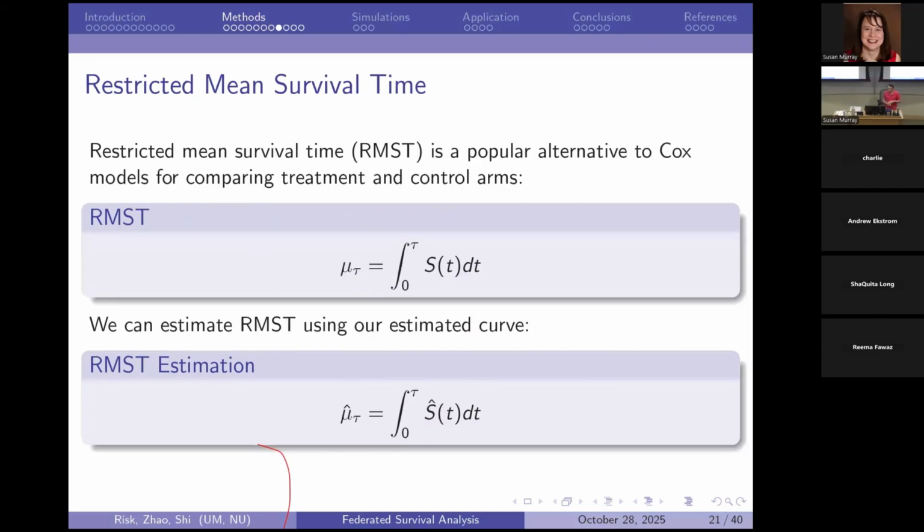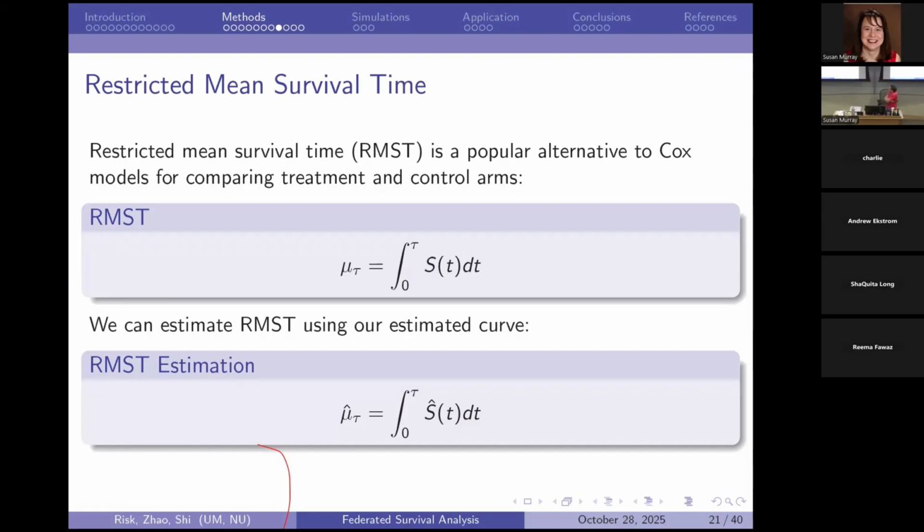Another thing that people really like using is restricted mean survival time. So that's a popular alternative to the Cox model for comparing treatment and control arms, where we just compare the area under the curve up to some point tau. And this is particularly popular when the Cox proportional hazards assumption is violated, and it has actually been recommended by the FDA now a number of times. And the proportional hazards assumption is basically never true. So as far as I'm concerned, you should always use this.